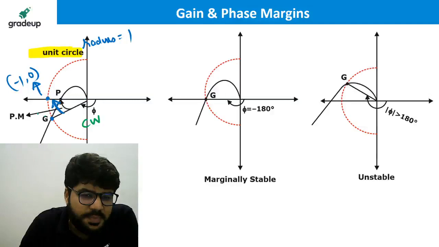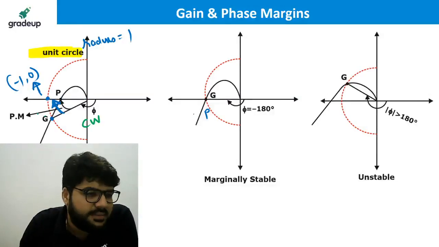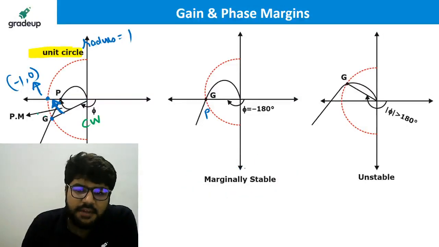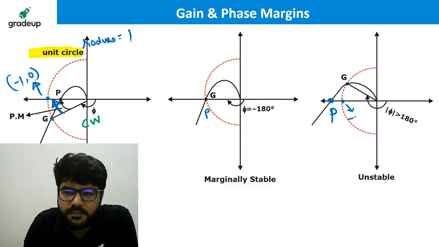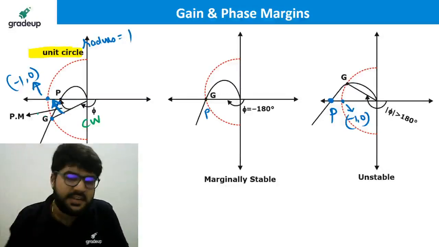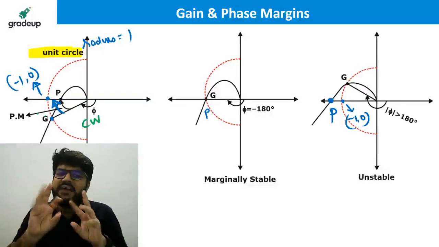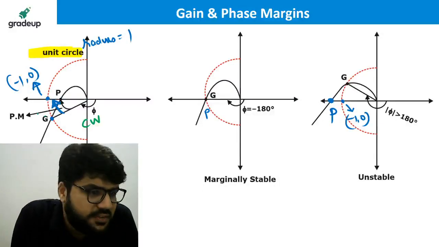By changing this much of margin, as I have shown with my pointer right now, the point G comes and touches the -1, 0, and the point that touches -1, 0 is also known as P. So point P and G become equal, the system is marginally stable, and beyond that, if you increase, the system becomes unstable. So I have a margin by which I can change the phase of a system in the clockwise direction, and that is known as the phase margin.